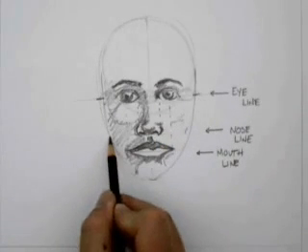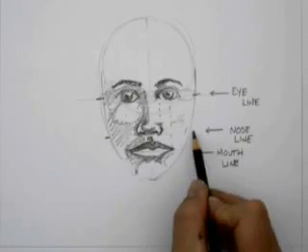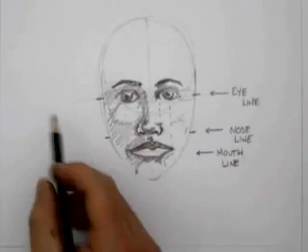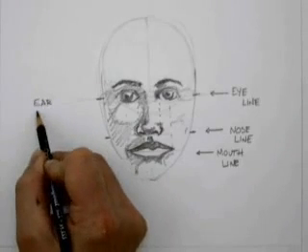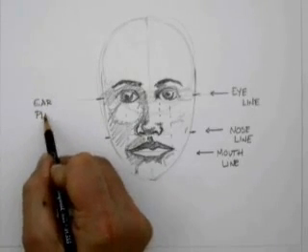So if you take your fingers and kind of run around the side of your head, from the corner of your eye, you'll run into the top of your ear. If you do the same thing with the bottom of your nose, you'll run into the bottom of your ear. So this is where your ears are going to be.